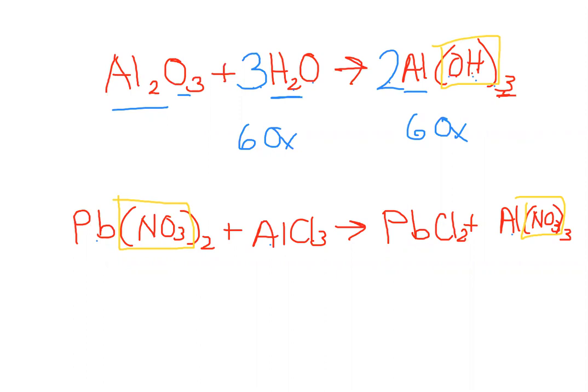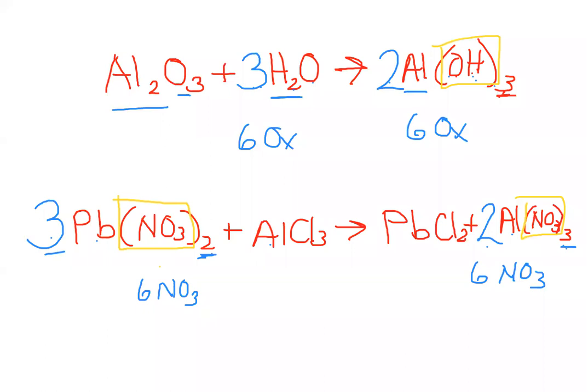Over here in this equation that we're working on, we can just think of NO3 as one thing. There are 2 of them here, 3 of them here. So that's like that common denominator thing. So I'm going to put a 3 in front of here and a 2 in front of here. Now I have 6 NO3s on this side, 3 times 2. And I have 2 times 3, 6 NO3s on this side. So those are balanced.